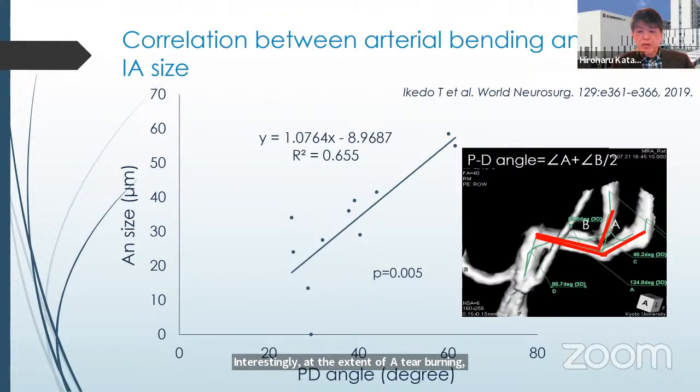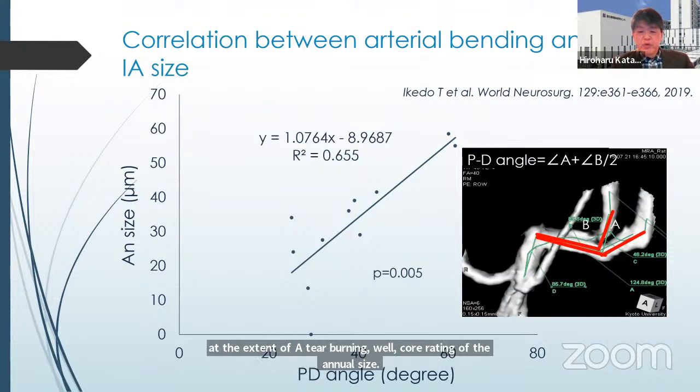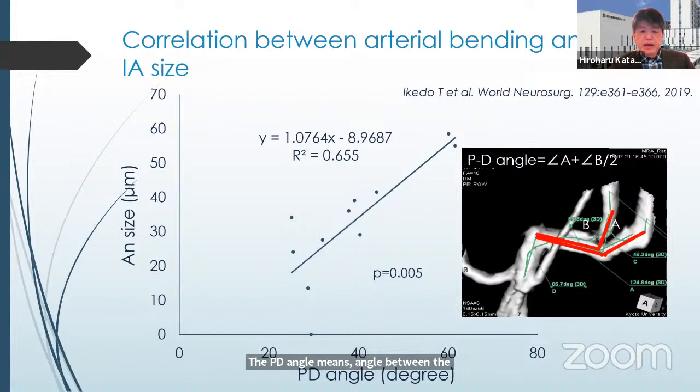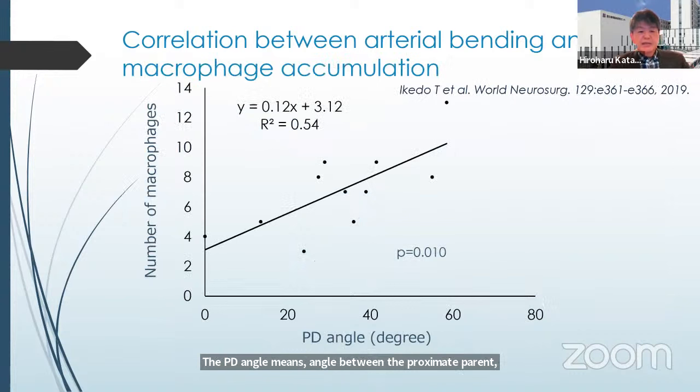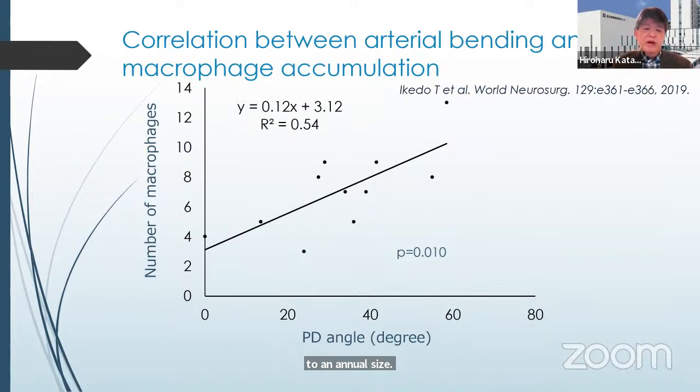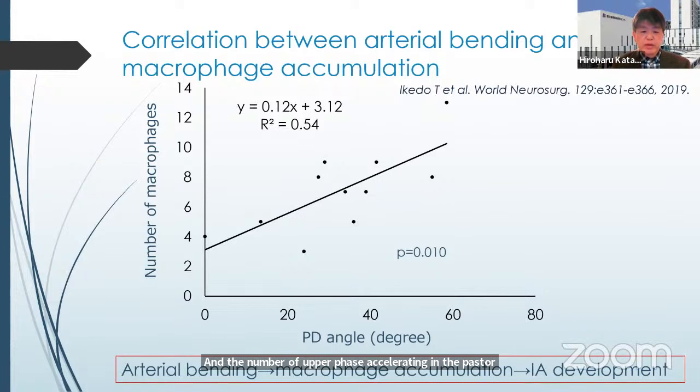The PD angle means the angle between the proximal parent artery and distal branches. PD angle is related to aneurysm size. And the number of macrophages accumulating in the vascular wall is also well correlated with PD angle. These results suggest that arterial bending contributes to macrophage accumulation, leading to IA development.